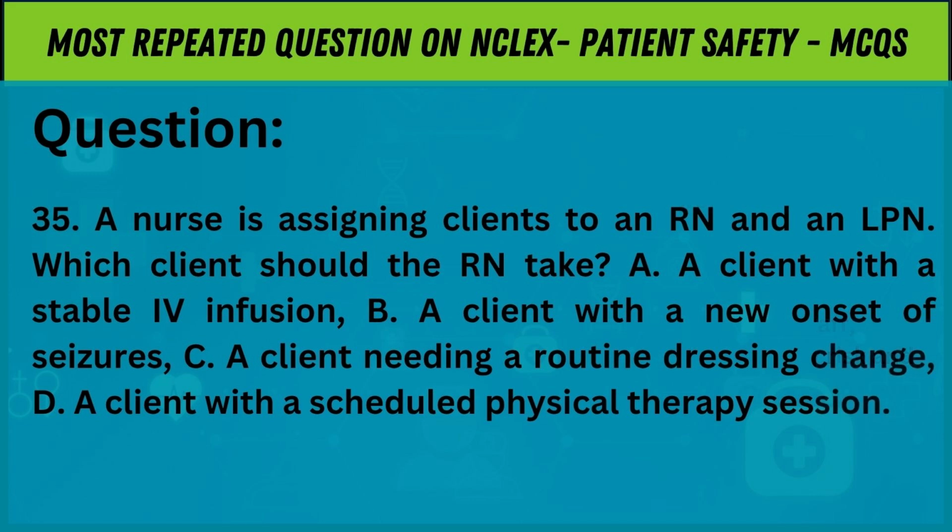35. A nurse is assigning clients to an RN and an LPN. Which client should the RN take? A. A client with a stable IV infusion. B. A client with a new onset of seizures. C. A client needing a routine dressing change. D. A client with a scheduled physical therapy session.